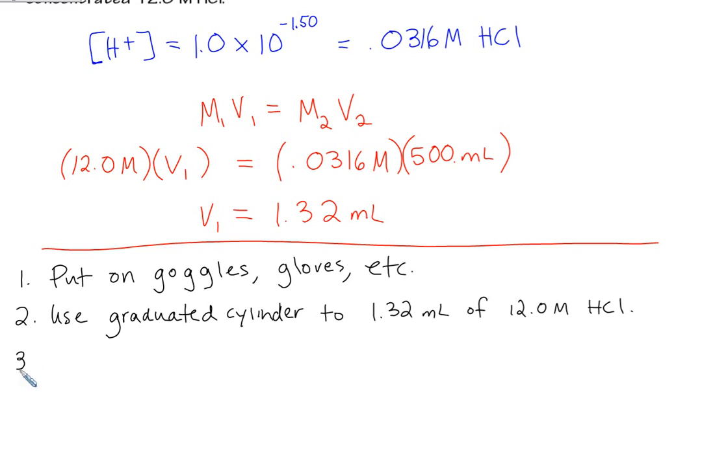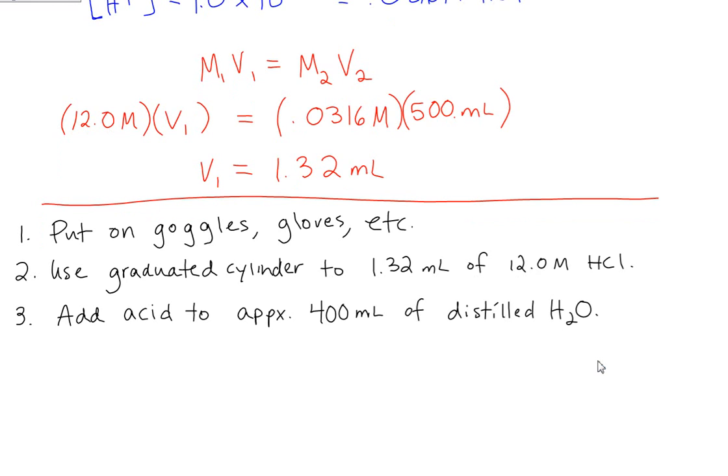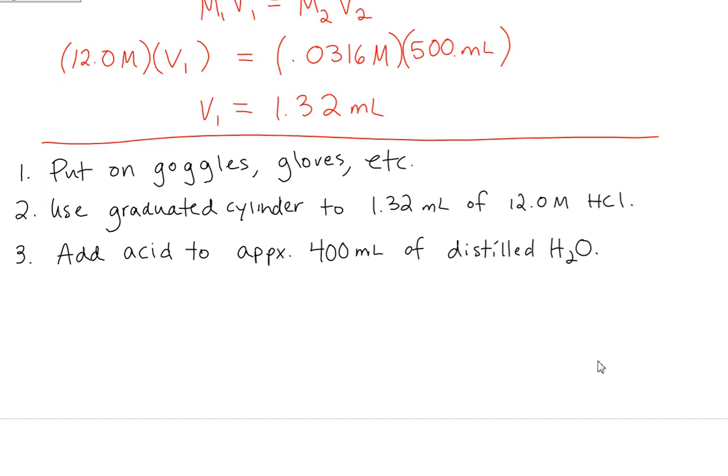Okay, so now watch how this gets worded. Step 3. We're going to say add the acid to approximately, I don't know, maybe like 400 milliliters of distilled water. We should always use distilled water when making our solutions, and it's more pure. Notice that I want 500 milliliters. My final volume is going to be 500. But initially, I added the acid to only about 400 milliliters.